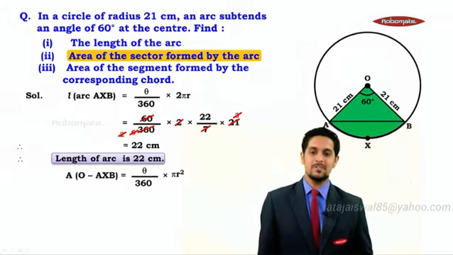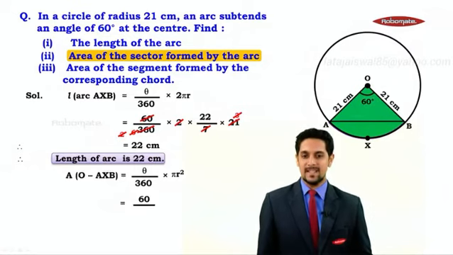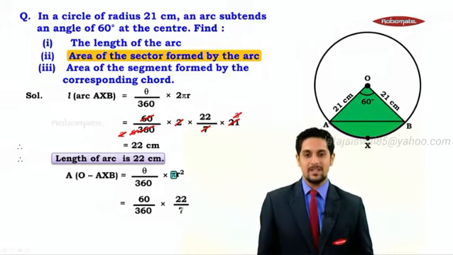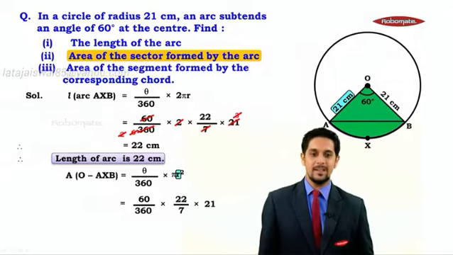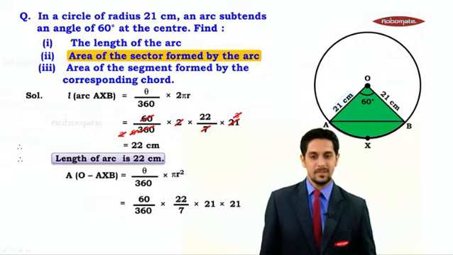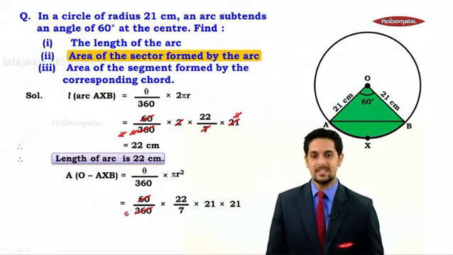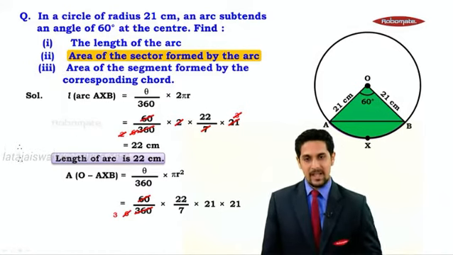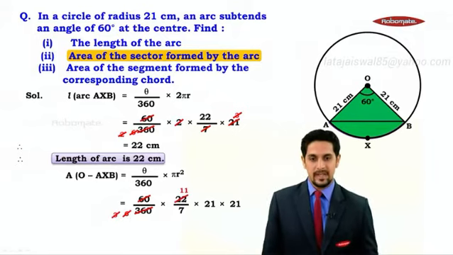On substituting the values, we have theta given to be equal to 60 upon 360 into the value of pi is 22 upon 7 into r square, that is 21 into 21. Now let us calculate this further. We have 60 into 1 as 60 and 60 into 6 times as 360. Further 2 into 3 as 6, 2 into 11 as 22. Also 3 into 1 as 3, 3 into 7 as 21.